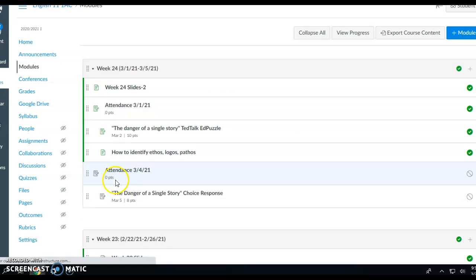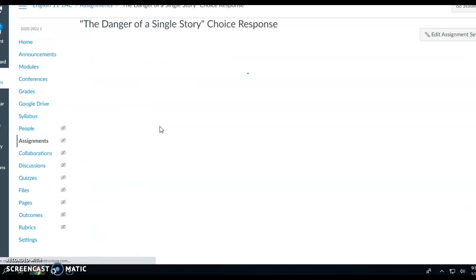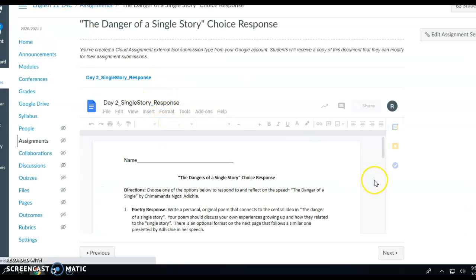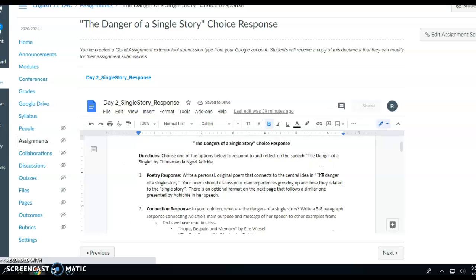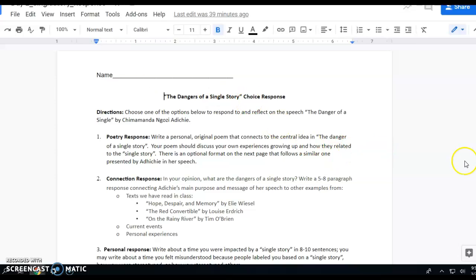Okay, for day 2, again, you'll take attendance, and then you're going to do the Danger of a Single Story Choice Response. So this is Thursday or Friday, depending on when you have class. And for that, you have 3 options. So this is taking that idea from the danger of a single story and how we don't want to use a single story of someone to stereotype or not paint the full picture, and reflecting on that idea.